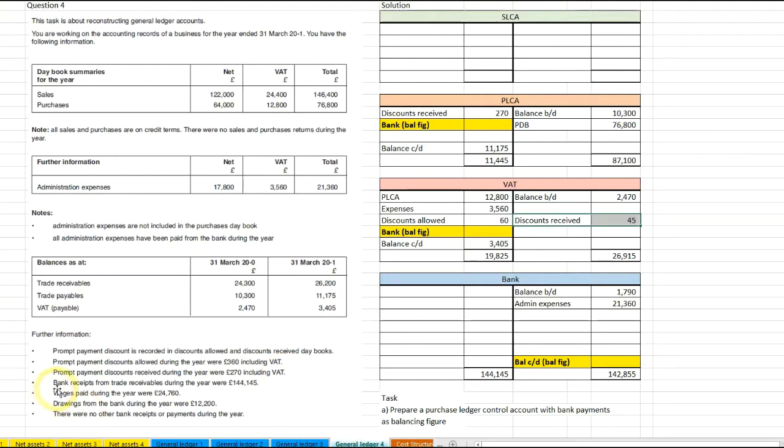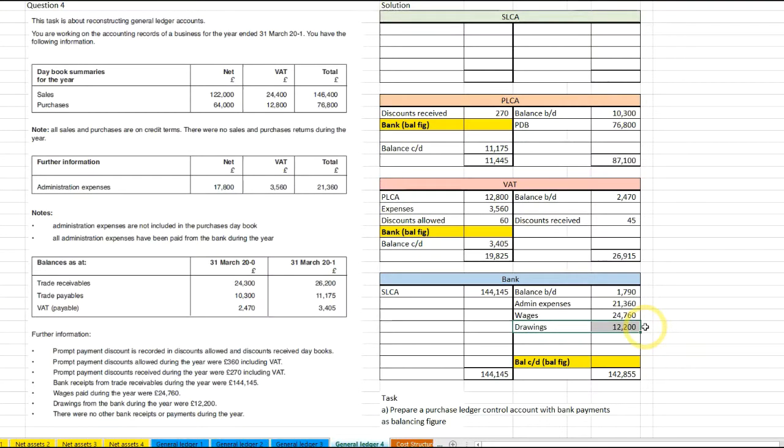What else am I being told? We have bank receipts from trade receivables for the year of 144,145. That's my bank receipt, and it's on the debit side because it's been received. Then I have wages paid of 24,760. Next I have drawings of 12,200. There's my drawings. And then it says there were no other bank receipts or payments during the year.